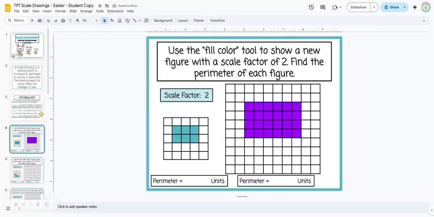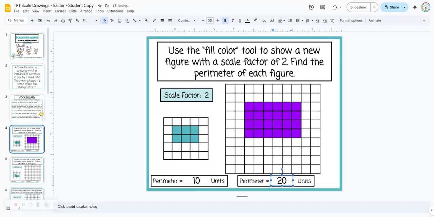So now they have a 6 by 4. Same shape, 2 times larger. Now we want them to also look at what happens to the perimeter when they change a drawing. So here, if they count the perimeter, the units around this smaller figure, they're going to get 10 units. If they count the perimeter around the larger figure, they'll now have 20 units. So you want to point out to them what happens to the perimeter: they're going to take their original drawing and multiply the perimeter by the scale factor.